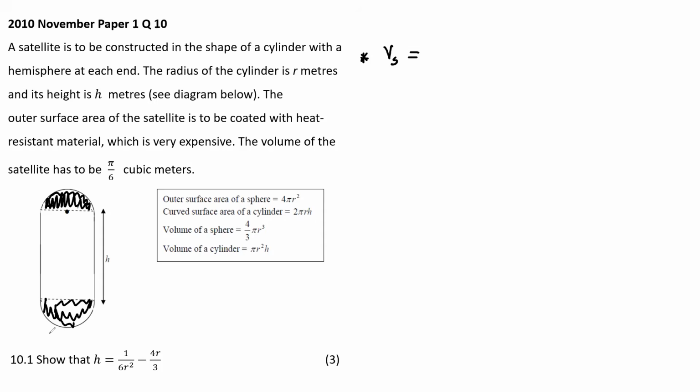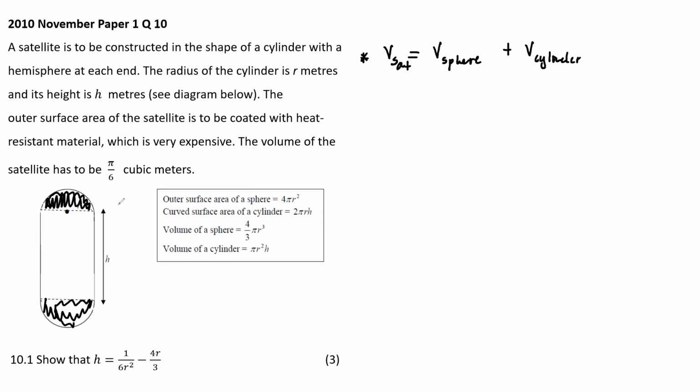Hemisphere means half a sphere. When you've got 2 half oranges, it's 1 full orange. Keep that in mind: 2 hemispheres is 1 full sphere. So the volume of the satellite is equal to the volume of the sphere, because I've combined the two hemispheres, plus the volume of the cylinder. That's what I know. That's what I can see.